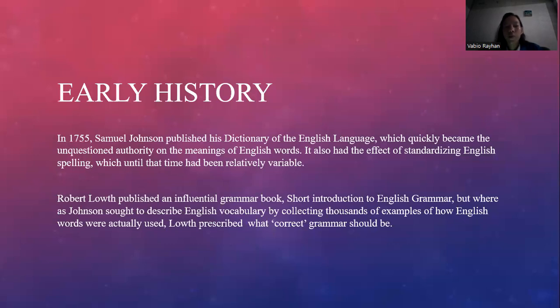Robert Lowth published an influential grammar book, Short Introduction to English Grammar. But whereas Johnson sought to describe English vocabulary by collecting thousands of examples of how English words were actually used, Lowth prescribed what correct grammar should be.